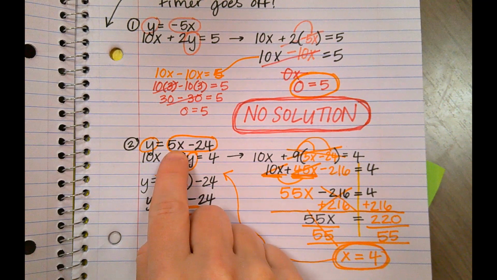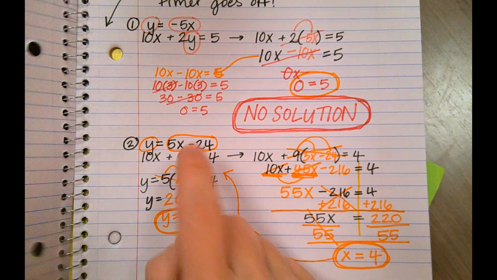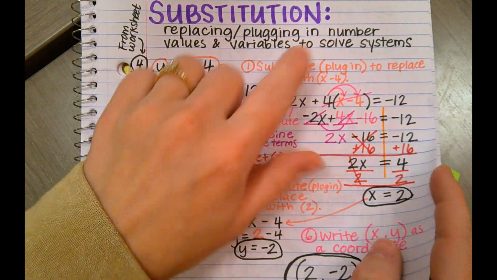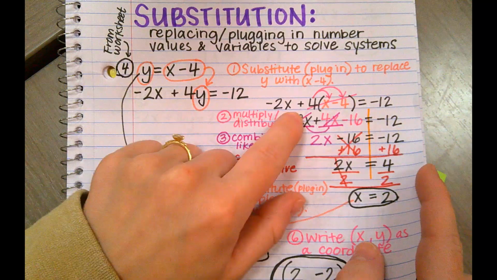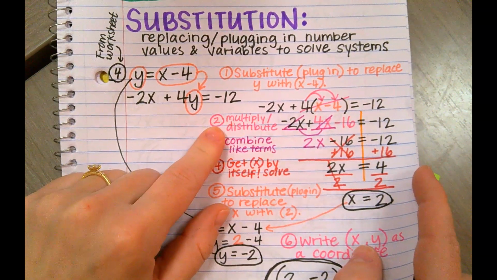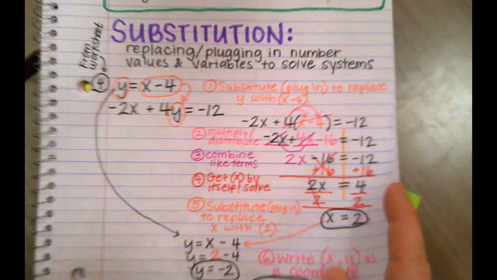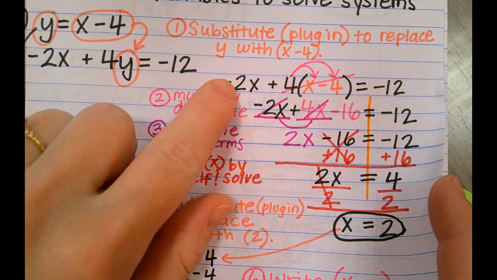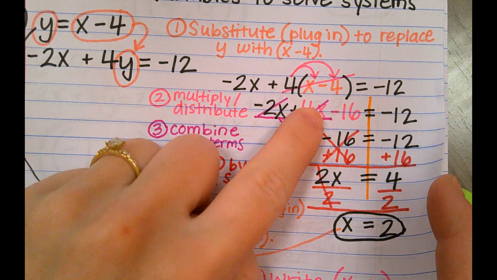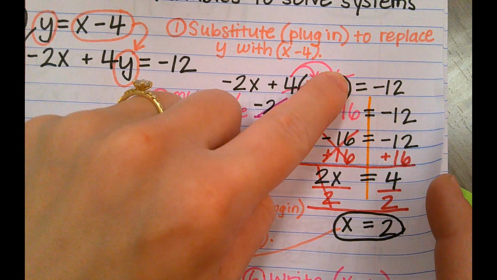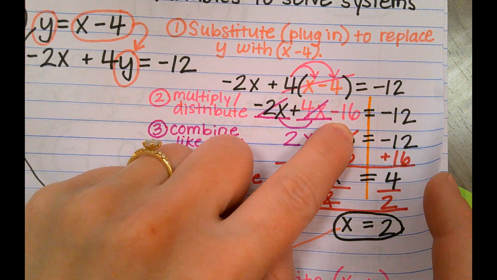Second half is 5x minus 24. I'm going to put it there. Then I might flip back and forth to this guide and say, okay, I did that. I've written it in. Step 2, what am I doing? Oh, in this one, I multiplied. I distributed. I did 4 times x and I got 4x. I did 4 times minus 4, I got minus 16.